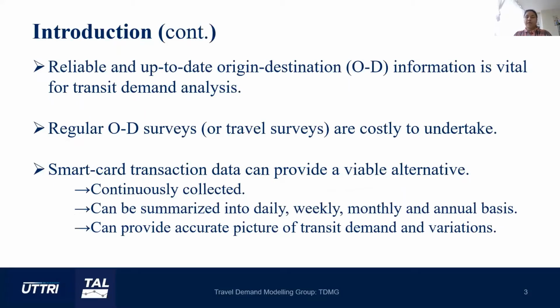So to start off, I think we all agree that reliable and up-to-date origin destination information is vital for transit demand analysis. But this type of up-to-date information is quite challenging to obtain, especially because OD surveys are costly and they are time-consuming to implement as well.